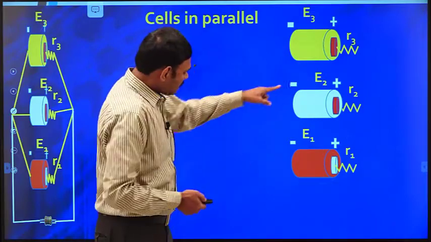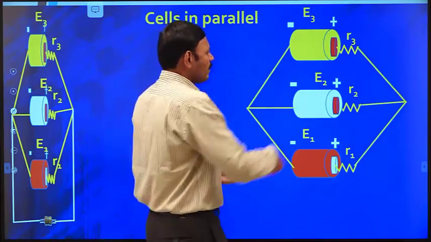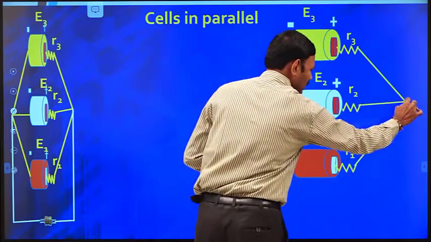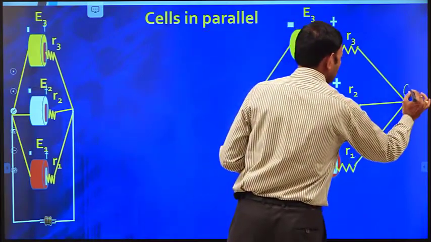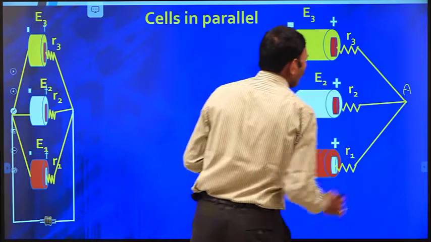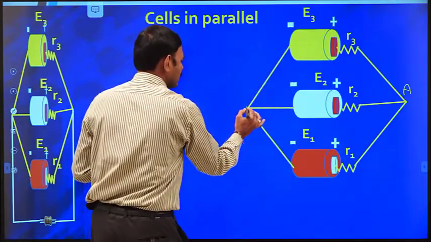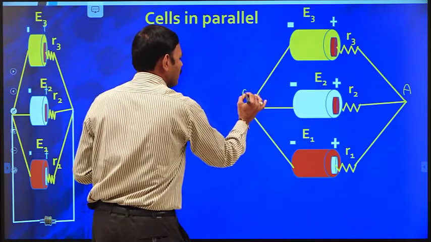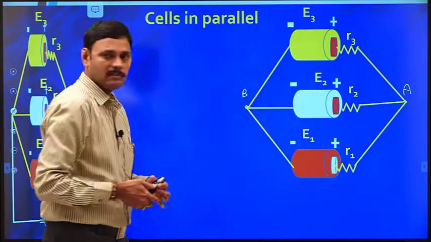So, look into this video, you get the animation like this. All positive terminals are connected together to a point, some point here. Let this point be A. All positive terminals are connected together to point A. All negative terminals must be connected to one single point, let it be B, as shown in the diagram. Then this is the parallel combination of cells.